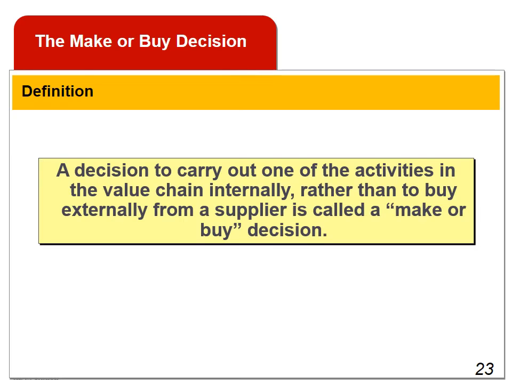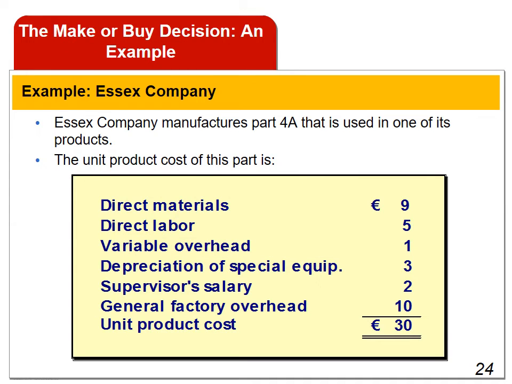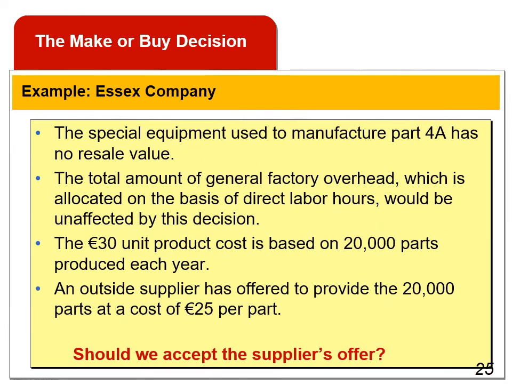When a company is involved in more than one activity in the entire value chain, it is vertically integrated. A decision to carry out one of the activities in the value chain internally rather than to buy externally from a supplier is called a make or buy decision. Assume that Essex Company manufactures Part 4A with a unit product cost as shown. Also, assume the following information as shown with respect to Part 4A. Given these additional assumptions, should Essex make or buy Part 4A?